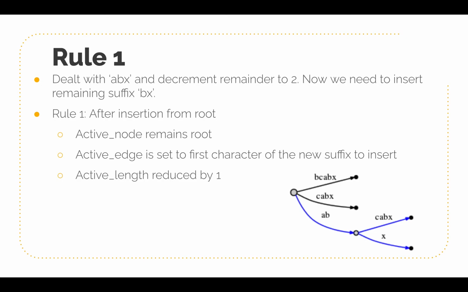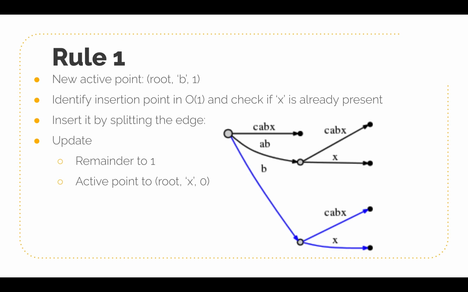After inserting from a root, active node remains root, active edge is set to the first character of the new suffix we need to insert, in other words B, and the active length is reduced by 1. Hence, the new active point, root B1, indicates that the next insert has to be made at the BCABX edge, behind 1 character, in other words behind B. We can identify that the insertion point in O(1) time and check whether X is already present or not. If it was present, we would end the current step and leave everything the way it is. But X is not present, so we insert it by splitting the edge.